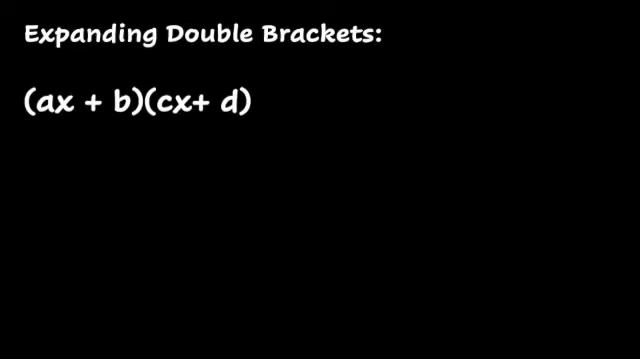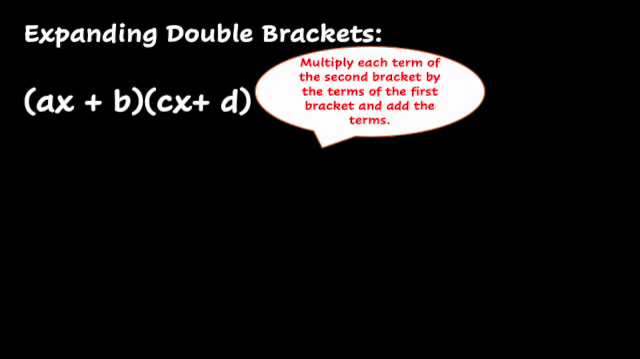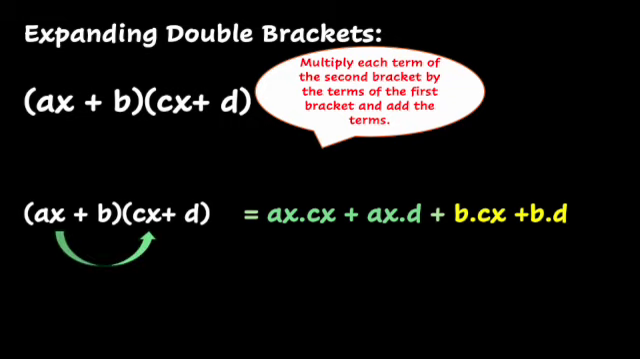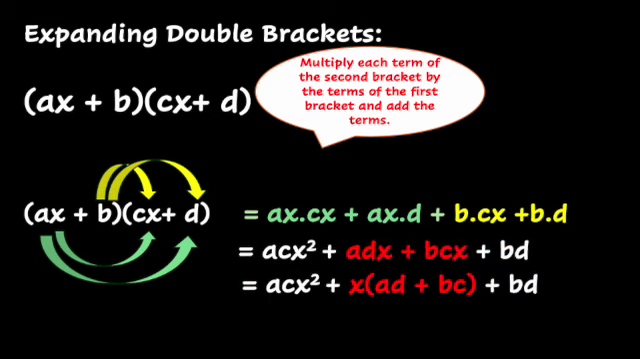Now consider expanding double brackets. We have ax plus b times cx plus d. We multiply each term of the second bracket by the terms of the first bracket and add the terms. So have a look here. We are writing ax times cx plus ax times d plus b times cx plus b times d. Now we simplify it. And as we simplify, we get acx square plus adx plus bcx plus bd.